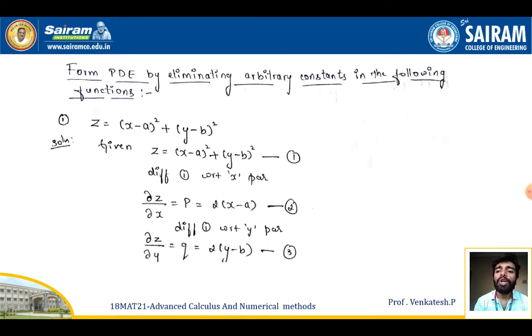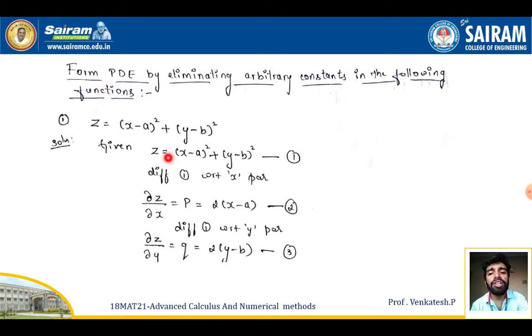So examples: form the partial differential equation by eliminating arbitrary constants in the following function. The first function is z is equal to (x minus a) whole square plus (y minus b) whole square. So here we can see that z is a dependent variable, x and y are independent variables, and a and b are arbitrary constants here. So now, as I told, we have to differentiate the equations first to eliminate the arbitrary constants.